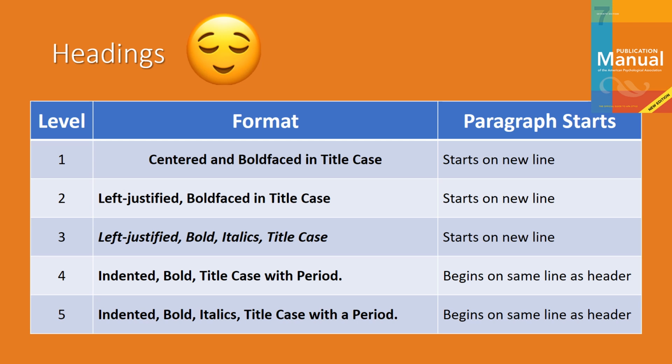The fourth level heading looks like what the third level heading used to look like in the 6th edition, which is where you indent, boldface, and then you use title case, but you end that with a period. And then finally, the fifth level is indented, boldfaced, and italicized with title case ending with a period. For the fourth and fifth levels, I don't think you're going to encounter this very often as a writer, but you would begin the text that goes under this heading on the same line as where the header left off. Whereas the first three levels, you would start the text in a brand new line and you paragraph indent.